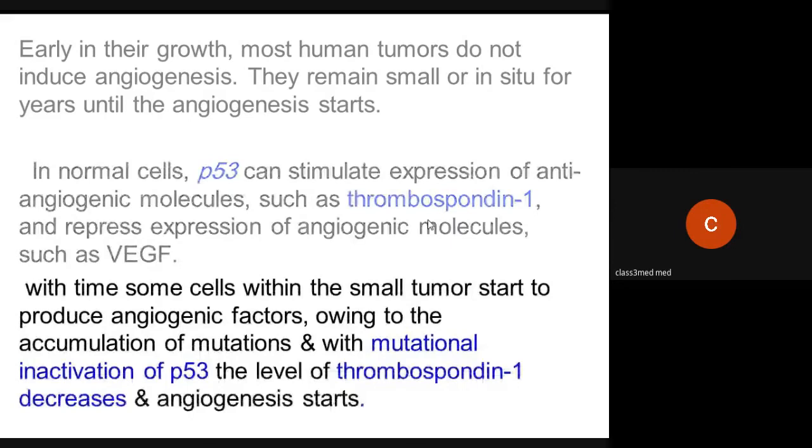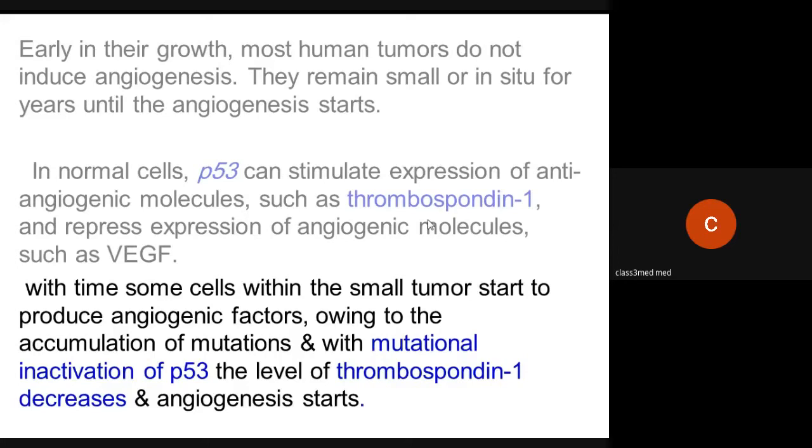We learned yesterday a simple idea, that mutation means there is a change in the number and/or sequence of the bases in the gene. Okay? And so the encoded protein will be abnormal and non-functioning. This is called mutational inactivation. The protein will be inactive because of the mutation.